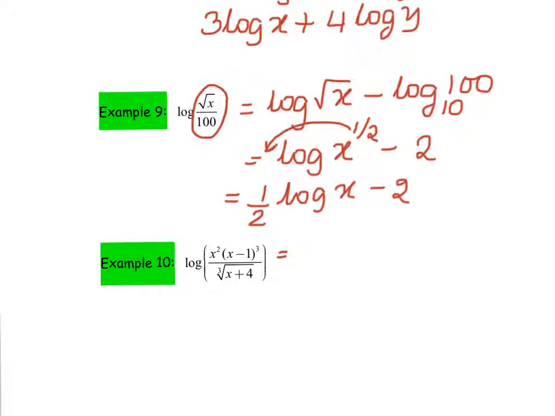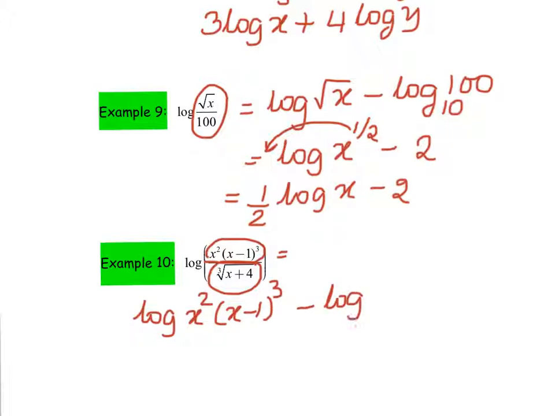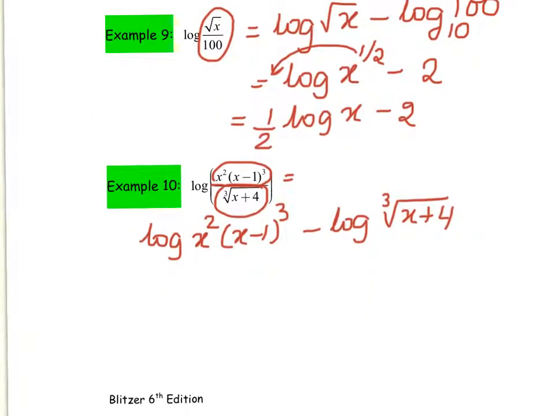This is quite a big problem, so let me see if I have enough space. I'm going to first tackle the numerator and denominator. So this becomes log of x squared times (x minus 1) cubed, minus log of the cube root of (x plus 4). With me? I hope I have enough space. And again, do you see this is a multiplication?